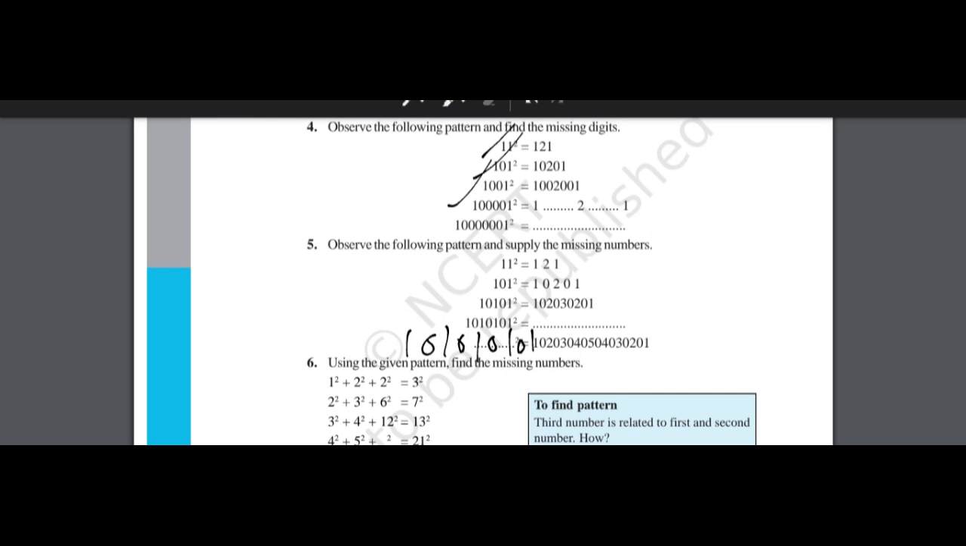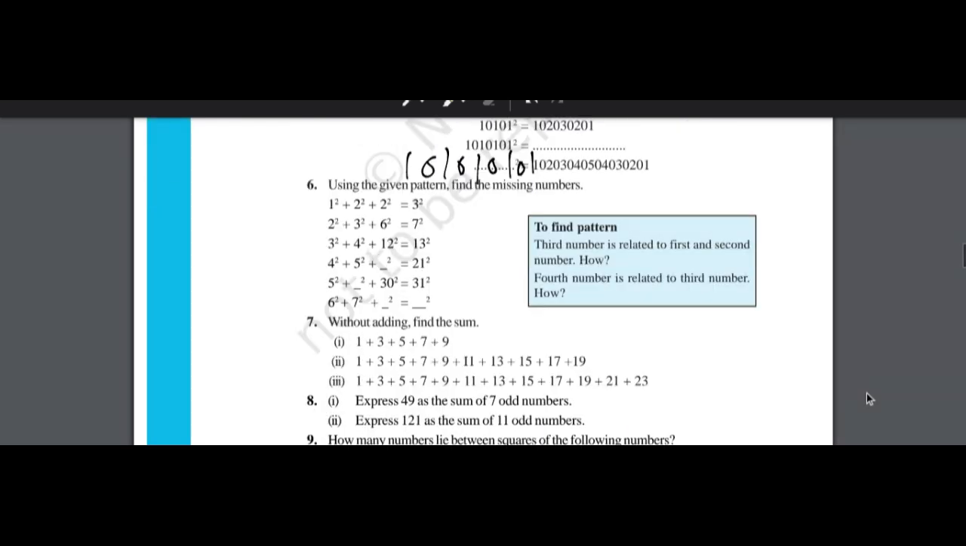Okay? Understood? Yes. Any question? No, ma'am. Question number 6. Using the given pattern, find the missing numbers. From the given pattern, it can be observed that 1 square plus 2 square plus 2 square is equal to 3 square. We just have to fill the blanks for the missing numbers.